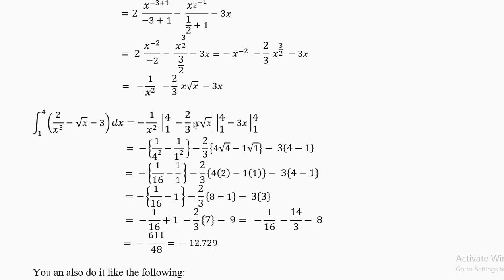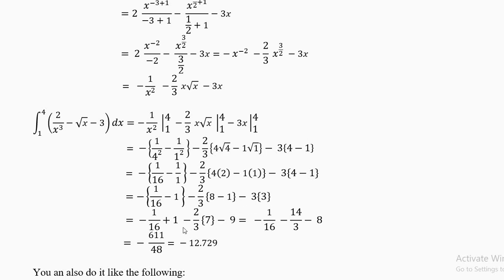Now do the second term. Take minus 2 by 3 outside. 4 root 4 minus 1 root 1. 4 into 2 minus 1 into 1. We'll get 8 minus 1 which is 7. 7 into 2 by 3 is 14 by 3 and remember the minus. Now let's do the third term. Minus 3 into x. Keep minus 3 outside. X is 4 minus 1. 4 minus 1 is 3. 3 into 3 is 9.